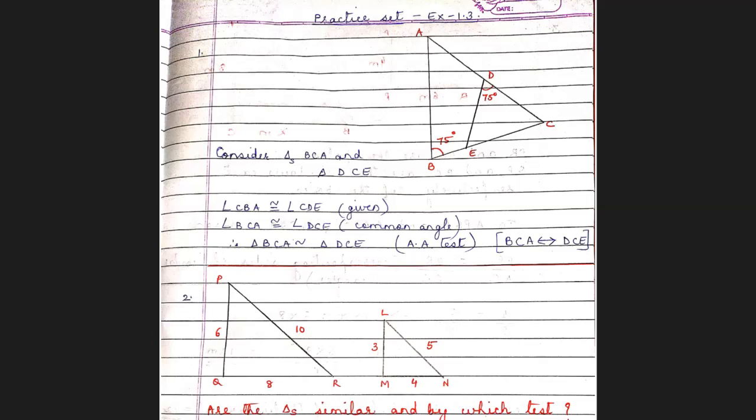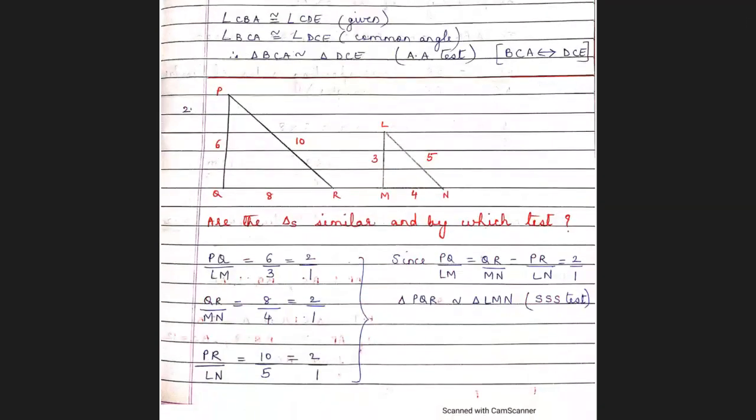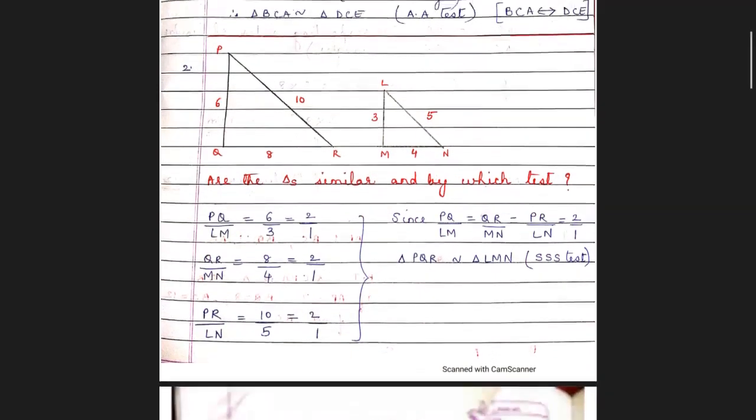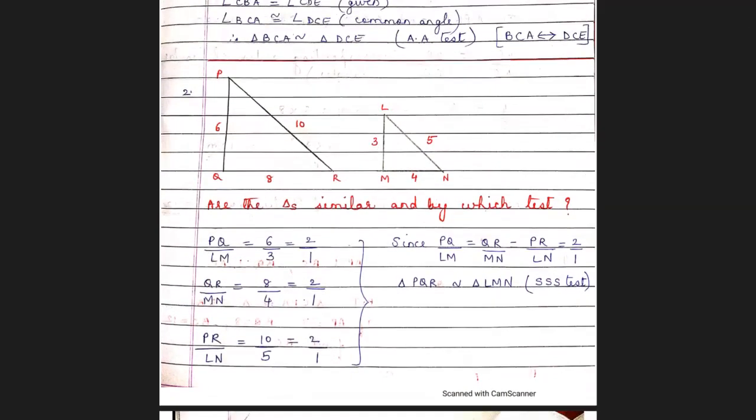Okay. We go to the second question. Now your second question is like this. You have two triangles given, PQR and LMN. You have the values for the two triangles given. Your question is, you have to find out whether the triangles are similar and by which test the two triangles are similar. Since all the three sides are given to you, the only option that you have is to find the ratio of the corresponding sides.